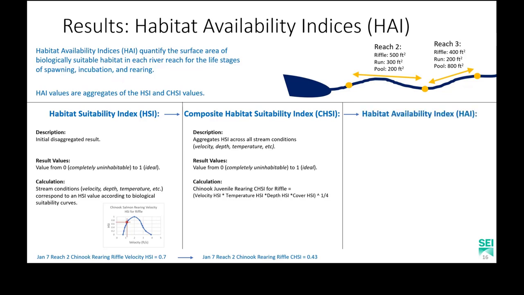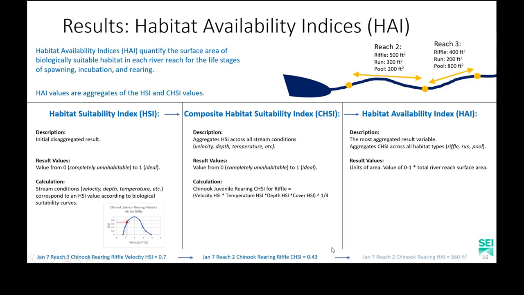And then the last step is to aggregate it a step further to get the habitat availability index, or HAI. And this is the most aggregated value, and it aggregates the CHSIs across all habitat types. So that's riffle, run, pool. And it also changes it so that now it's in units of area. So our example here is that now, instead of having our rearing riffle CHSI, now we just have a rearing HAI. So that's one value for each life stage for the entire reach.